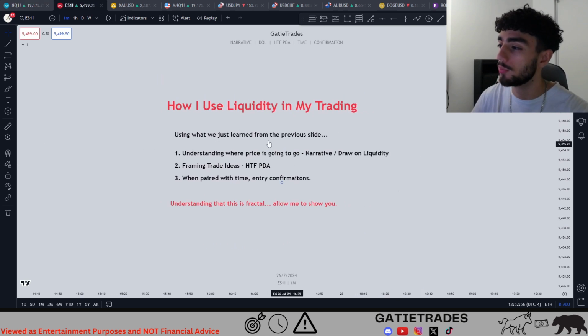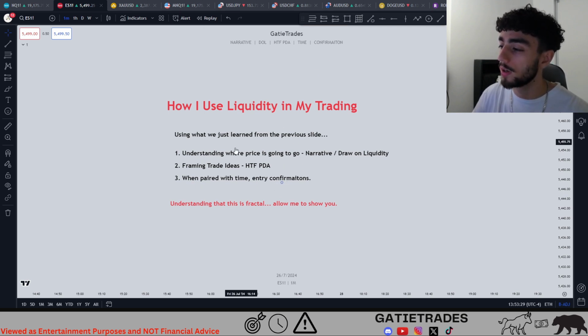Okay, so this slide's very simple: how I use liquidity in my trading. Using what we learned from the previous slide, I can use liquidity to understand where price is going to go. In terms of my model, which is up here, that helps me with narrative and draw on liquidity. The second thing I can use liquidity for is framing trade ideas, in the third part of my model, higher time frame PD arrays, right? And the last thing is, when paired with time and other confluences, entry confirmation.